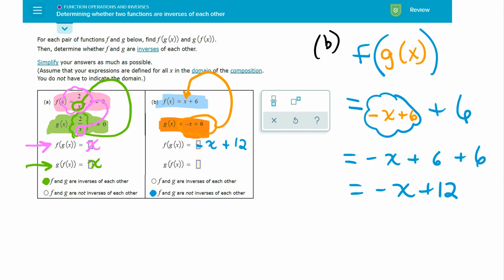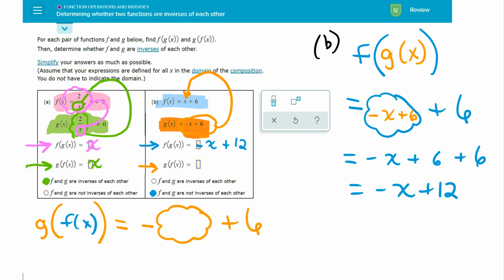So I've already done this one, f of g of x. Now we're going to do this one to get the answer for the box there. And now we're going to do g of f of x, which means I have to put the blue one into the orange. Now the orange one is negative of whatever x is plus 6. The blue one is x plus 6. That's going to go where this negative sign is. X plus 6. Now I know I drew a cloud, but it's the same thing as if there were parentheses there. So I'm going to distribute the minus sign.